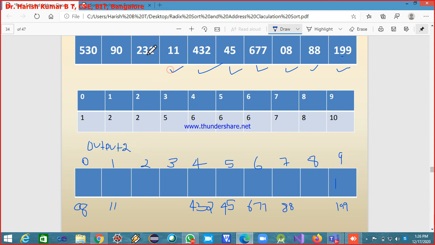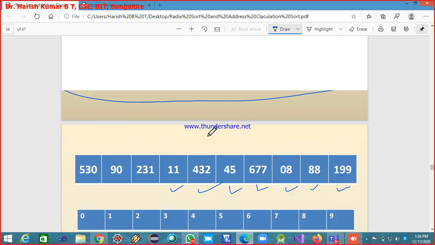Now 231, I take 3, again the digit in the tens place. For 3, this was already decremented. Sorry, I should have written that. 3, nothing has happened. Okay. So for 3 it is 5. 5 minus 1 is 4. No, I think I made a mistake. I should have updated them. Okay.